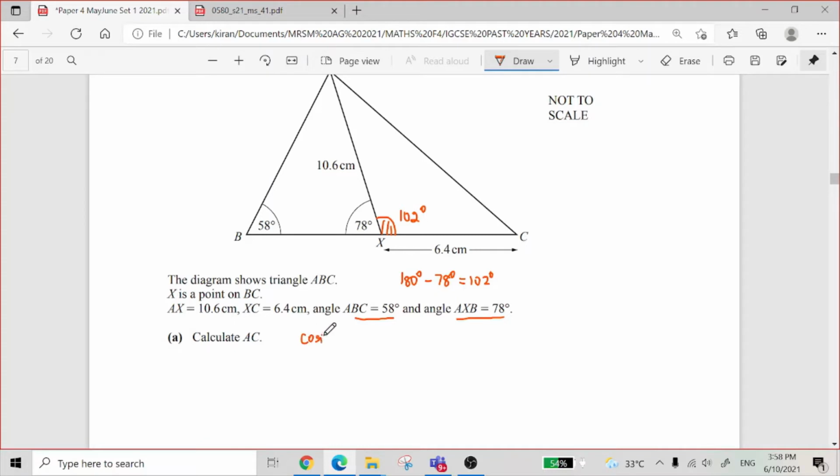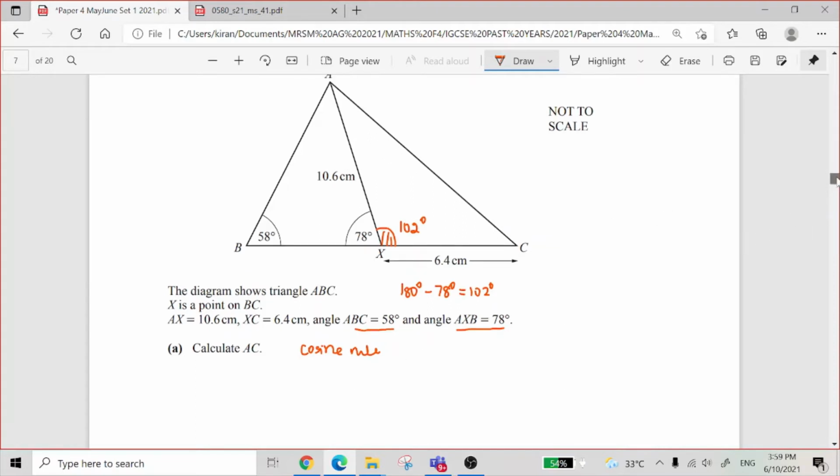Okay, cosine rule. You can't use the sine rule here because for this kind of angle, we don't have any opposite length, and also we have a length here, but we don't have any opposite angle. So since there is no opposite angle and length, we can't use the sine rule, so we have to use the cosine rule. Okay, so here we want AC.